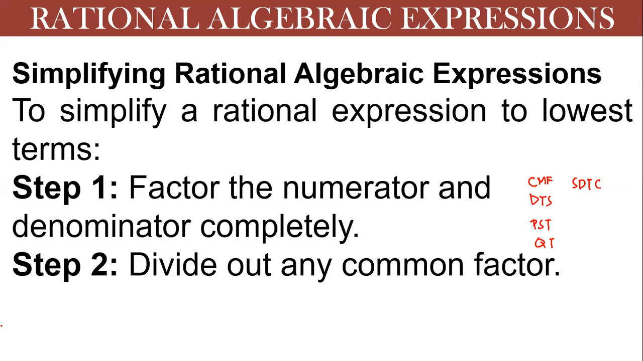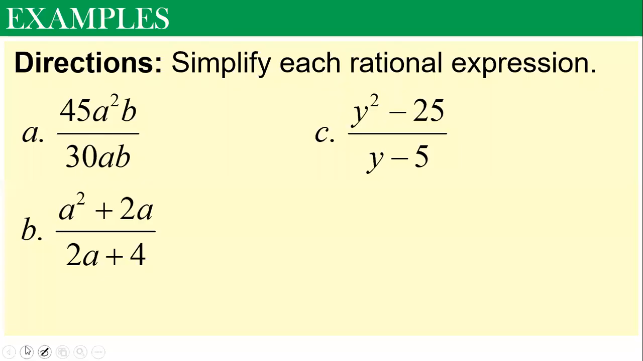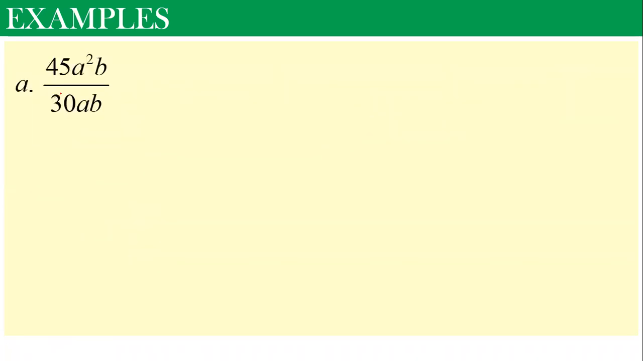Okay? Now let's have examples. I have here three examples, and we have to simplify each of them. Let's have letter A. We have 45a squared b over 30ab. In this case, we will just use the fundamental property of fractions. We can use cancellation if you are familiar with that. First, you have to find the GCF of 45 and 30.